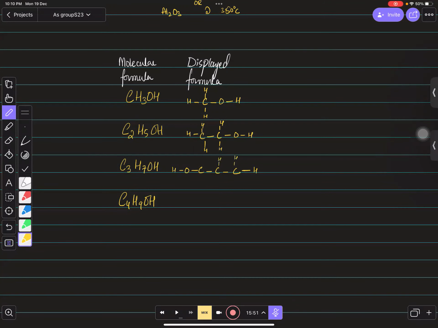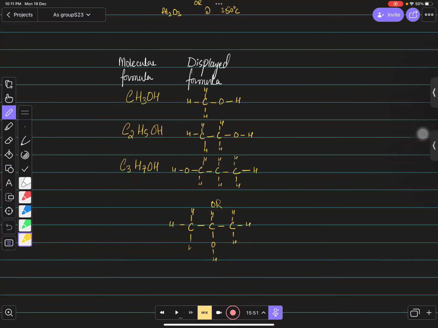This is propane 1-ol. But the thing can be different if you put OH on the second carbon. Suppose I just remove this one from here, so we can even put OH on the second carbon like this, 1, 2, 3, and suppose H's are over here, and we just place OH on this carbon. So this will be propane 2-ol now.